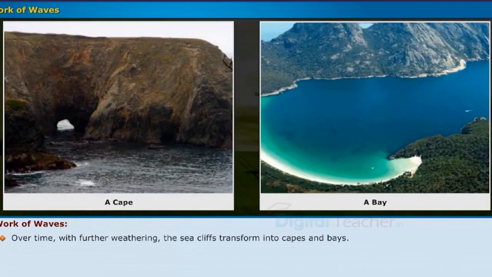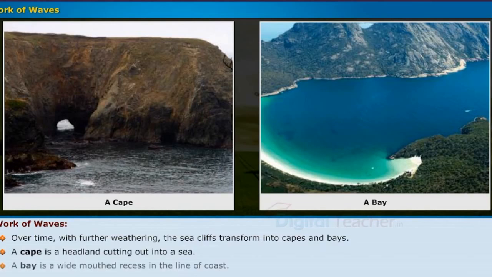Over time, with further weathering, the sea cliffs transform into capes and bays. A cape is a headland cutting out into a sea. A bay is a wide-mouthed recess in the line of coast. The deposited sediments of the waves along the shores form beaches.